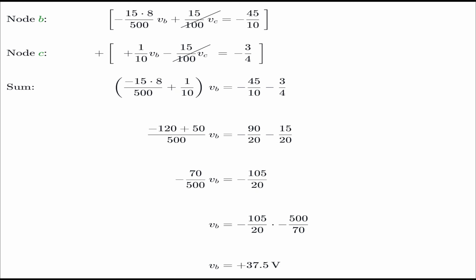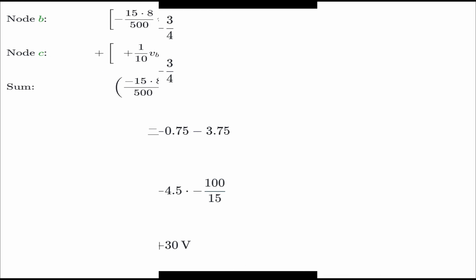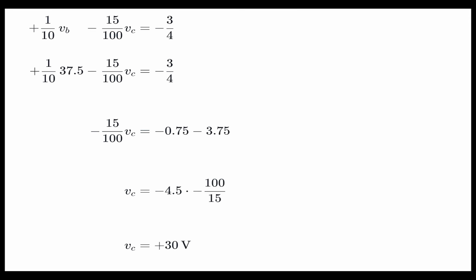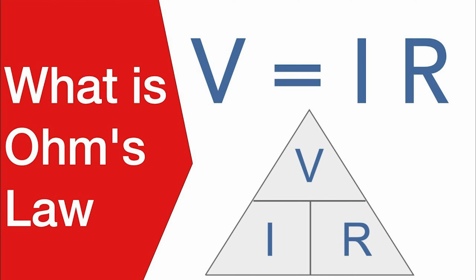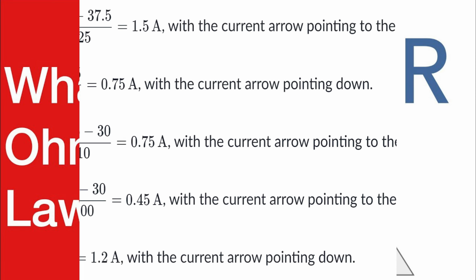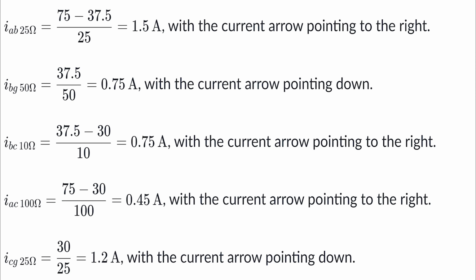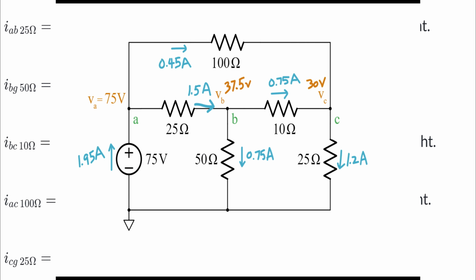Once we find these node voltages, we can use Ohm's law, specifically the form I equals V over R, to solve for any unknown currents that we would like to know in the system by simply plugging in the respective resistance value and the voltage value that we have just solved for using node voltage analysis. Now that you have both the currents and the voltages, you have successfully solved this circuit.